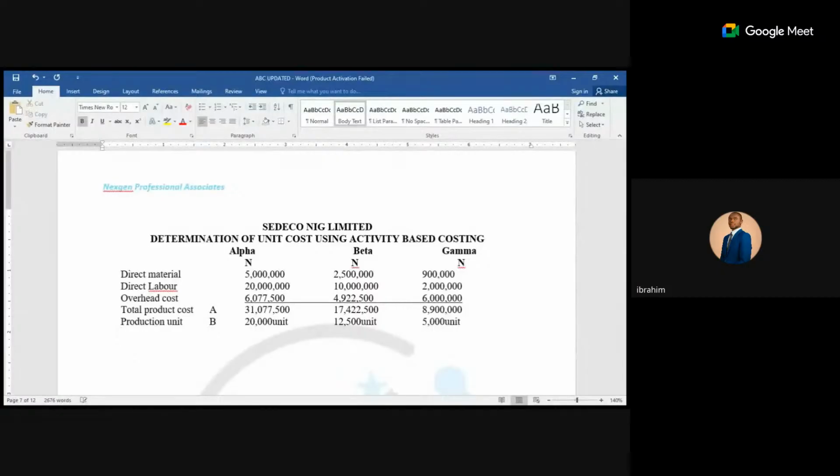So therefore, unit cost, or cost per unit, is A divided by B. So what do we have here? Alpha is 553.9.